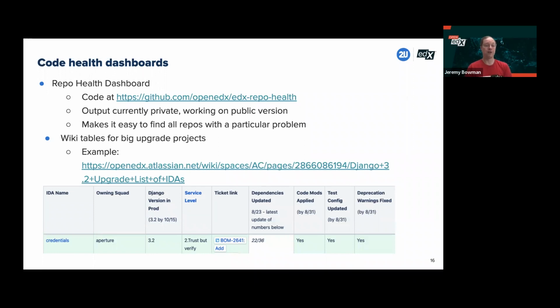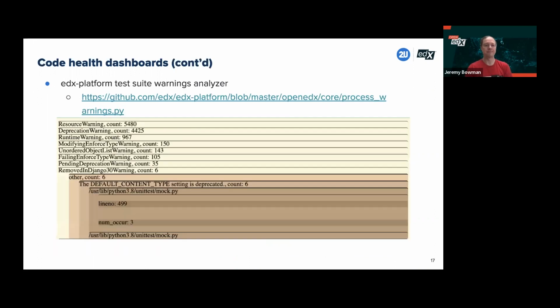For big upgrade projects, we currently make manual wiki tables like the one example here for the Django 3.2 upgrade. This makes it a little easier to do the project management and tracking and know where we are and what the stages are and which stage has been applied in various places. We really want something a little more automated for this, but this is the best we've found so far.